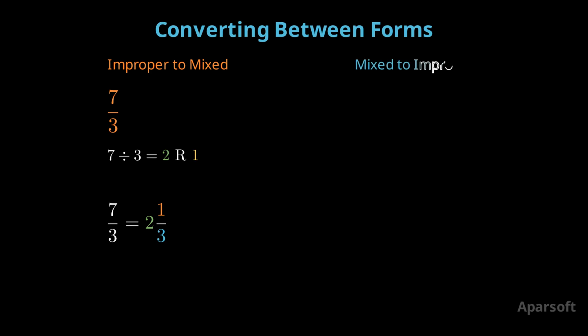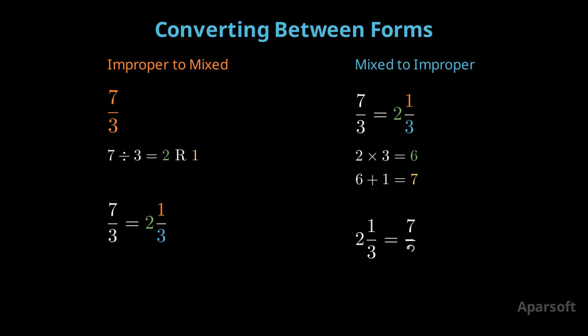Now going the other way, mixed to improper. Multiply the whole number, in our case 2, by the denominator 3. 2 times 3 is 6. Now, to the 6, add the numerator 1, we get 6 plus 1 equals 7. Put that 7 over the denominator 3 and we are back to 7/3. Both directions are easy once you know the steps.